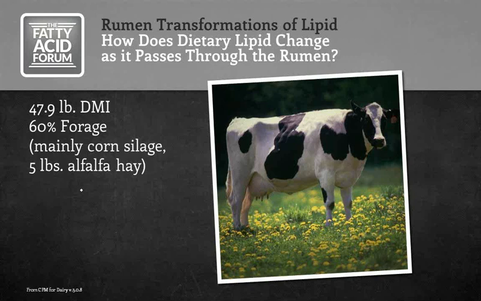So I'm going to do this in a virtual cow using CPM as the simulator. Now, I won't go through all the details of the diet I'm going to feed this cow. It's a typical TMR. This one had 60% forage in it, mostly corn silage and some alfalfa hay. And the model predicted that the cow was going to eat 48 pounds of dry matter per day.